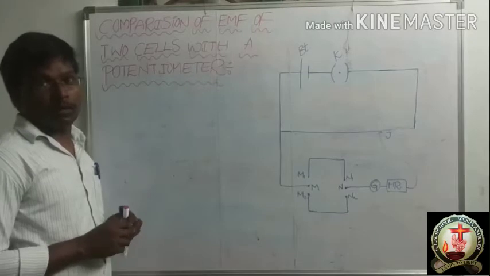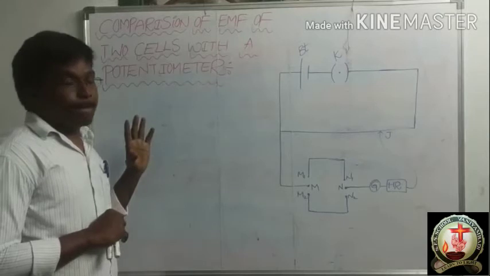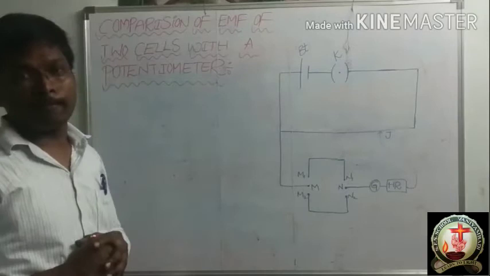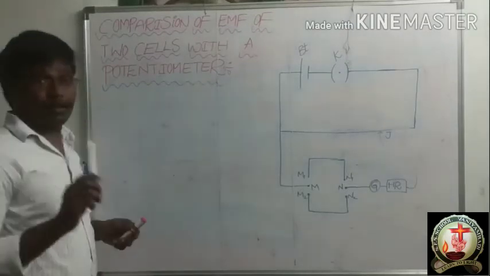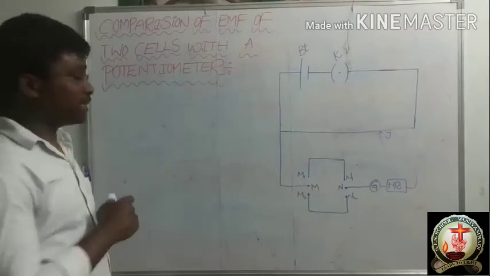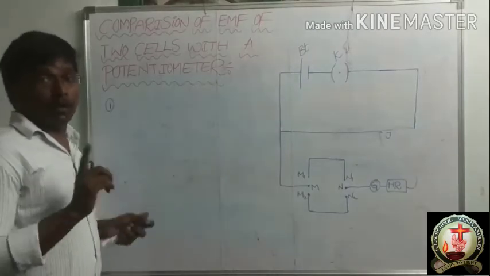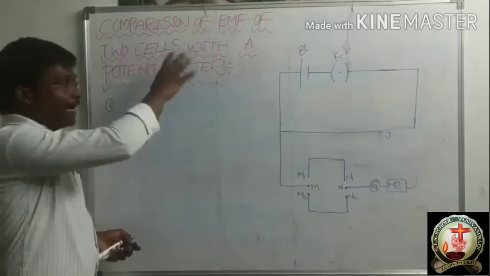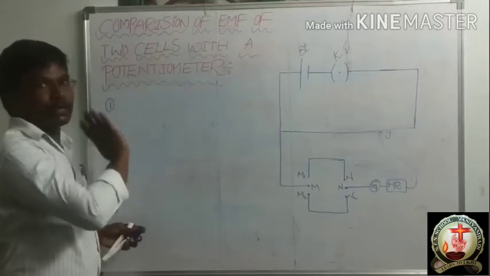Okay. So first of all I would like to explain the construction of this diagram. Here I will tell you some points, so please remember those points. First point: to compare the EMF of two cells with a potentiometer. That is our heading. That is the first point.